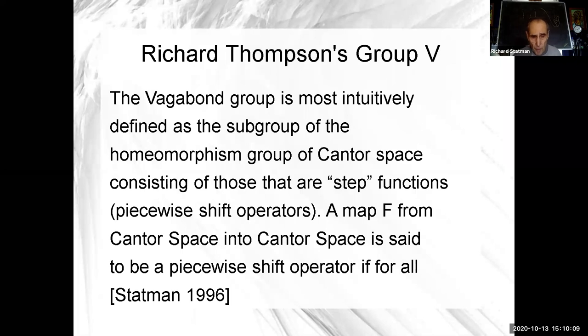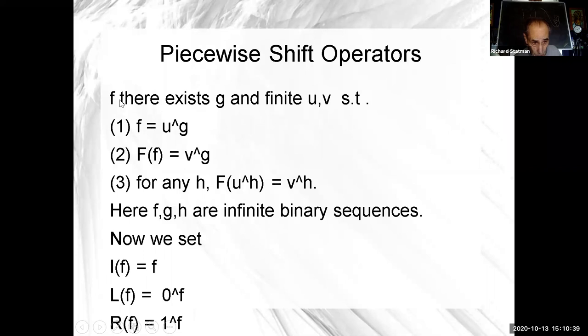When I say step functions, I don't literally mean that over intervals you get a constant. What I mean is that over intervals they are one-to-one and onto a specific other interval. Let me be more specific. A map F from Cantor space to Cantor space is said to be a piecewise shift operator. That's what I mean by these step functions. Capital F here is a piecewise shift operator if, given an infinite sequence, F looks at that infinite sequence one bit at a time. Then it finally decides after seeing u bits that it takes those u bits, cuts them off, and sticks on v, another sequence called v.